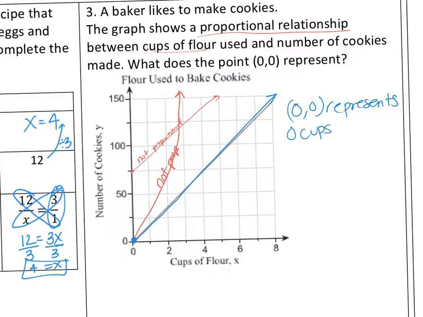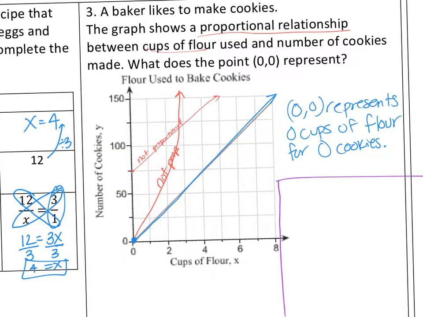0 cups of flour. Oh, that's really sloppy. Let me rewrite that. 0 cups of flour for 0 cookies. Now I'm going to write in purple. Go ahead and write a box or just a section. I want you to put a point at 7, 125.